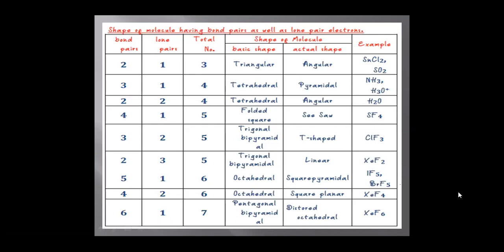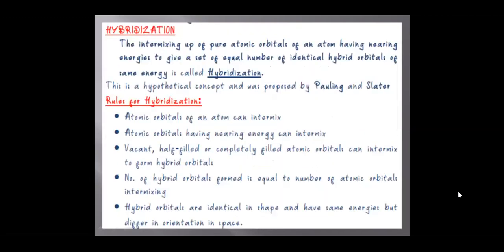For example, xenon tetrafluoride. If the bond pair is 6 and lone pair is 1, the total number is 7. So basic shape is pentagonal bipyramidal and actual shape is distorted octahedral. For example, xenon hexafluoride. The next comes hybridization.